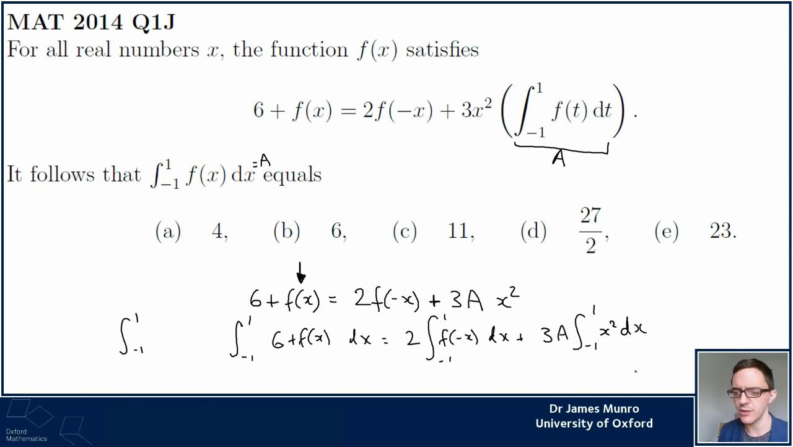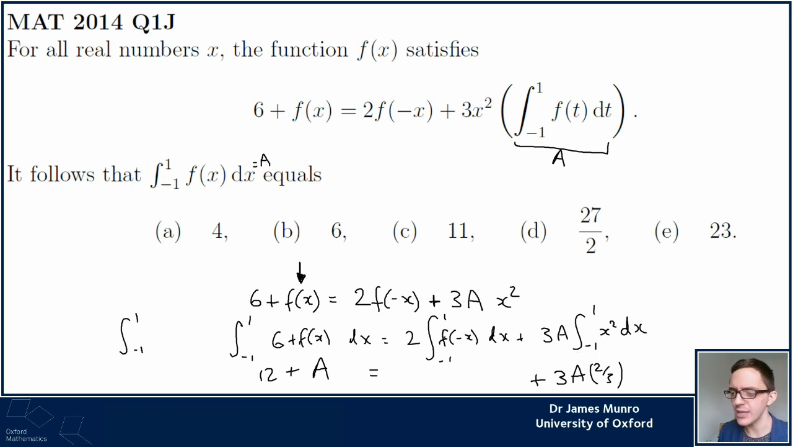What is this? So if I integrate 6 between -1 and 1, I get 12, I think. If I integrate f of x between -1 and 1, well, that's what a is. So this left-hand side is 12 plus a. That's kind of why I did this. Over here, I'm going to come back to this one, but I've got 3a times the integral of x squared from -1 to 1, which is 2/3. I think, yes, 2/3.